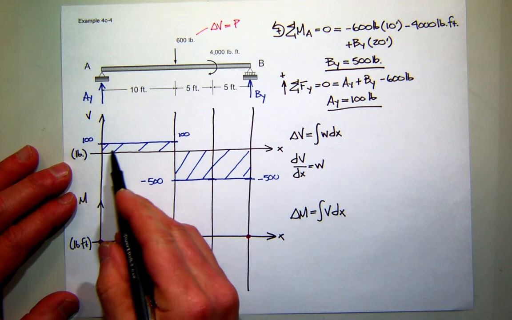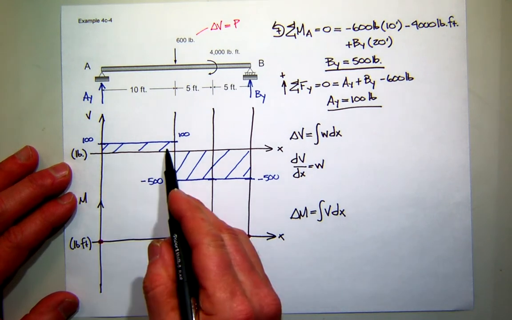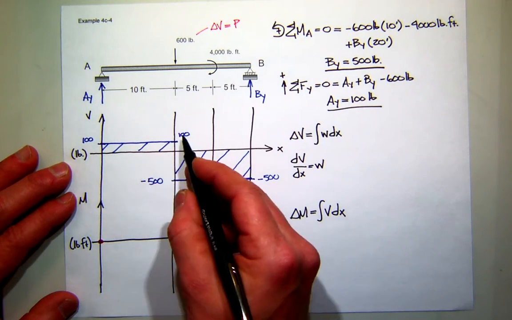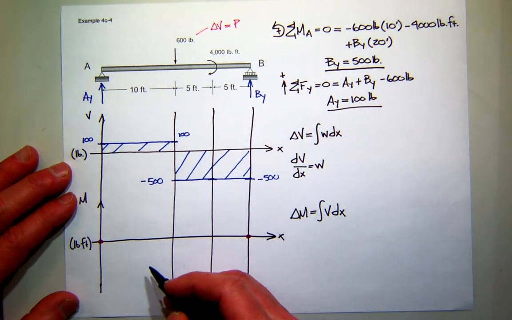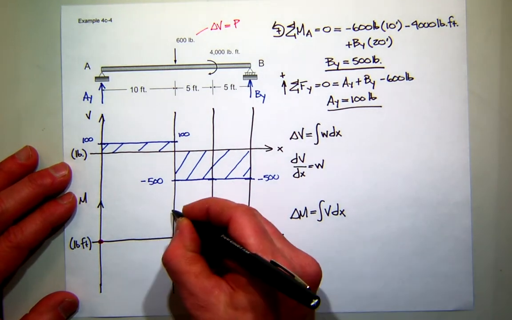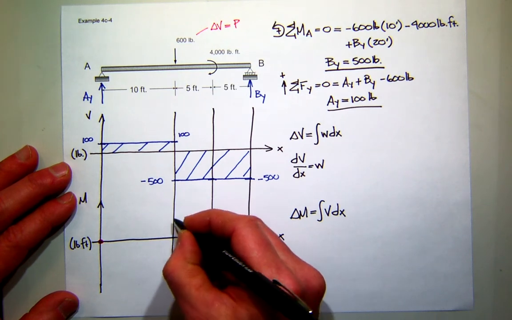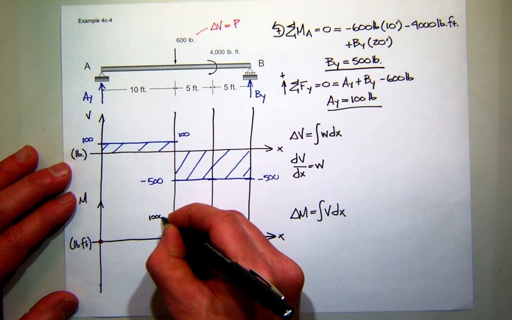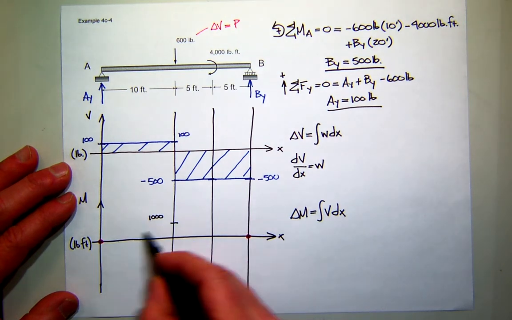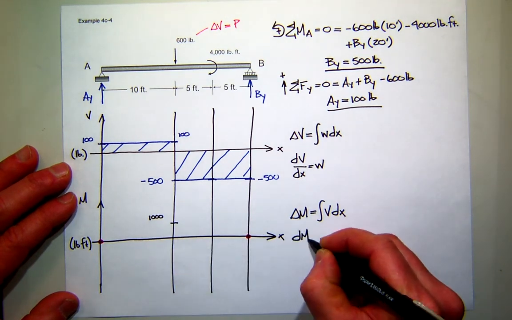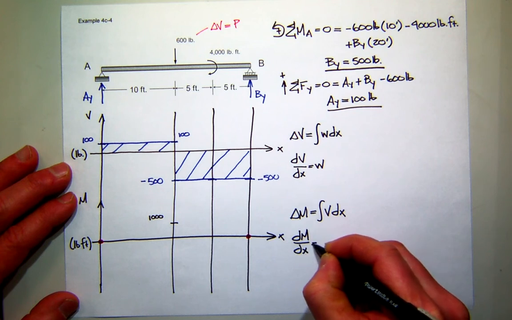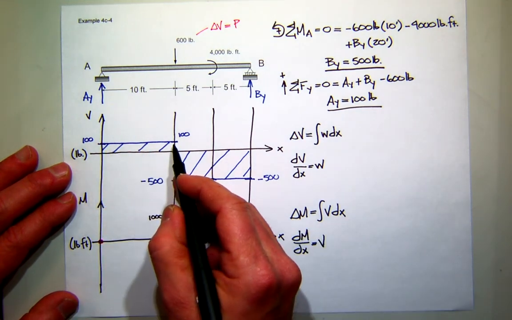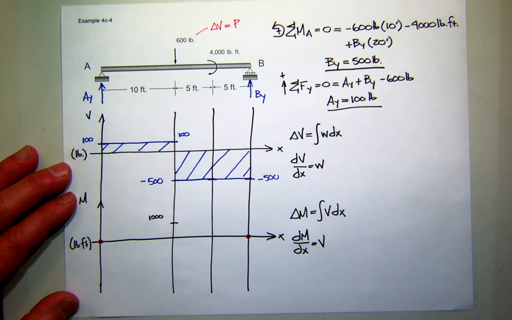So here's a nice area to deal with. Let's see what it is. The area will be, it's rectangular, so it's 100 times 10, that's 1,000. And that's a positive number, so I should go up to 1,000. And what should be the shape of this curve? Well, remember, the slope of the moment diagram is equal to the shear, and the shear is constant, positive, and 100.